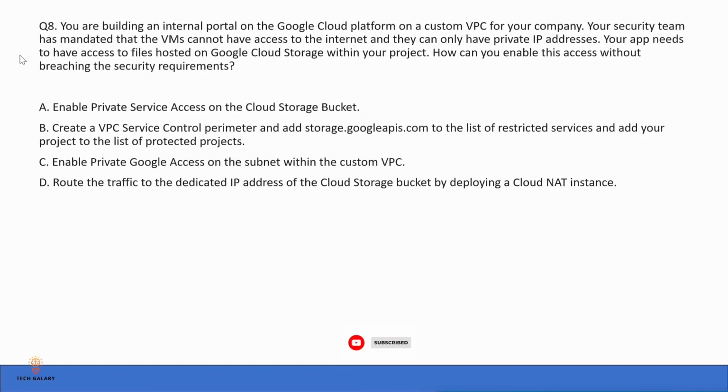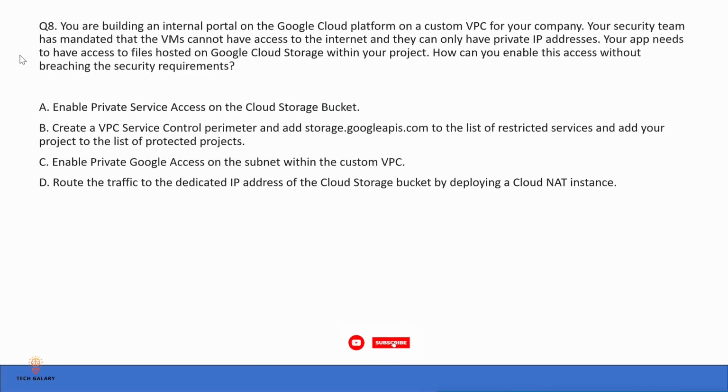Option B. Create a VPC service control perimeter and add storage.google-apis.com to the list of restricted services and add your project to the list of protected projects. Here, adding storage.google-apis.com to the list of restricted services in a VPC service controls perimeter and configuring protected projects does not specifically enable internal access to cloud storage within the custom VPC. So, this option is incorrect. Option C.